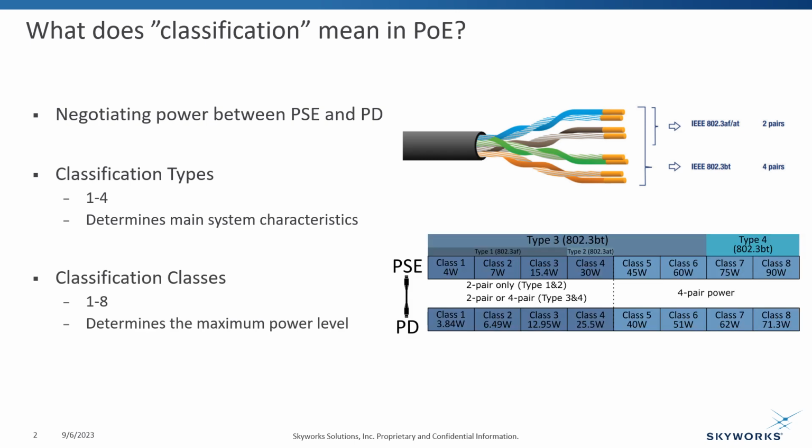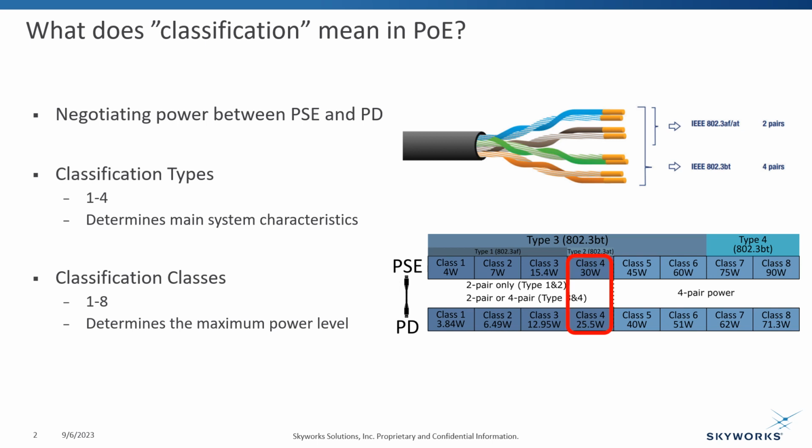Under types, we also differentiate 8 classes, which represent an increasing power level as you can see in the second figure. The class determines the maximum power of the system. As you can see, within a class, there are different power levels for PSE and PD. The maximum length of an Ethernet cable is 100 meters, where we have a significant voltage drop. Hence, PD's power level is lower than PSE's.